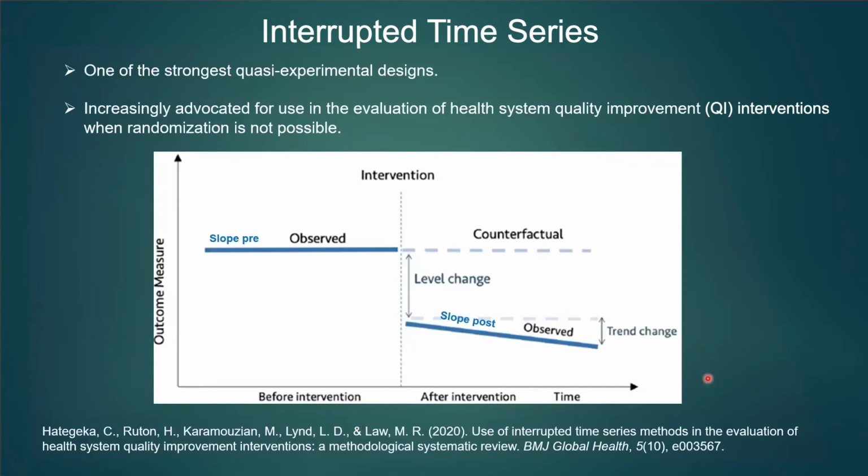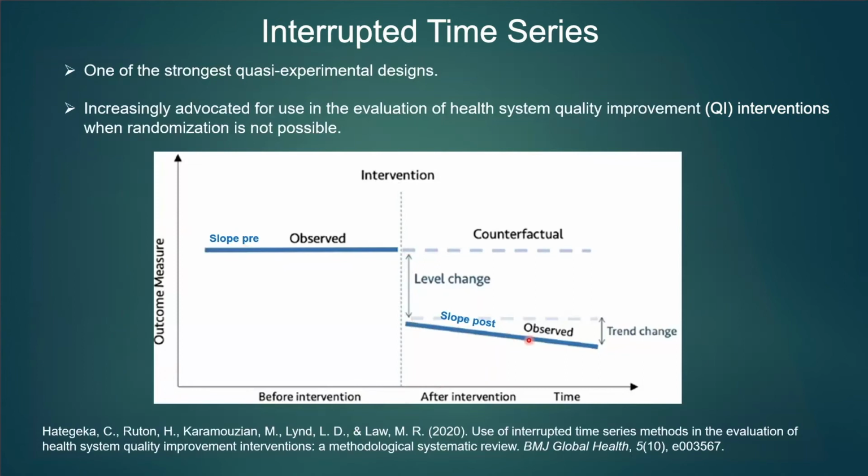Fortunately, there was a systematic review in 2020 by Hedegeka and colleagues that provides a lot of good background and information on the interrupted time series. But essentially, you have your measures and you have an observed slope of effect prior to the intervention. And you can see this dotted line here, before intervention to after intervention. And what you are looking for is whether or not there's a change in the level of effect and also a change in the slope or a trend that's observed after the intervention.